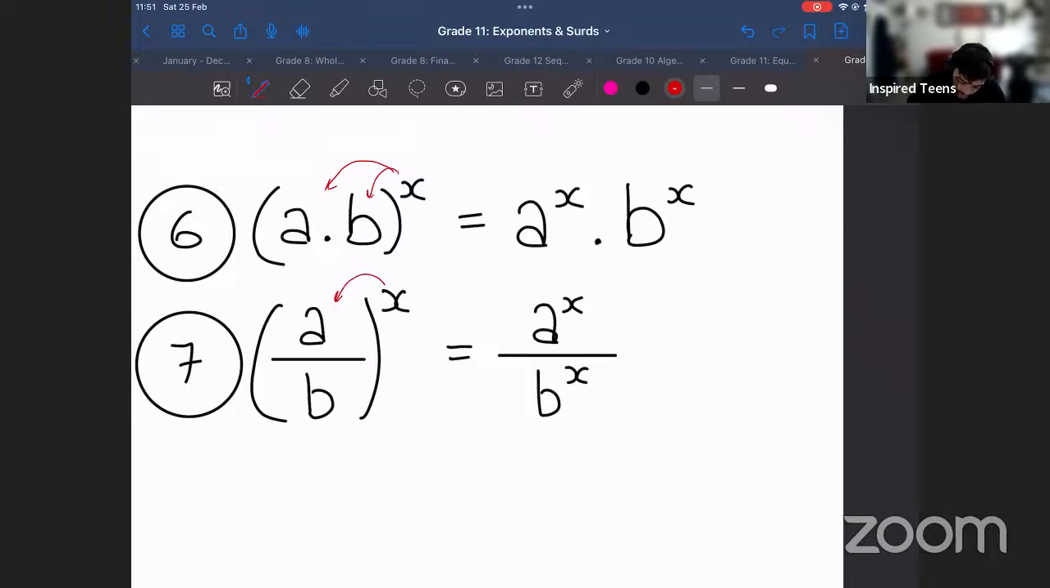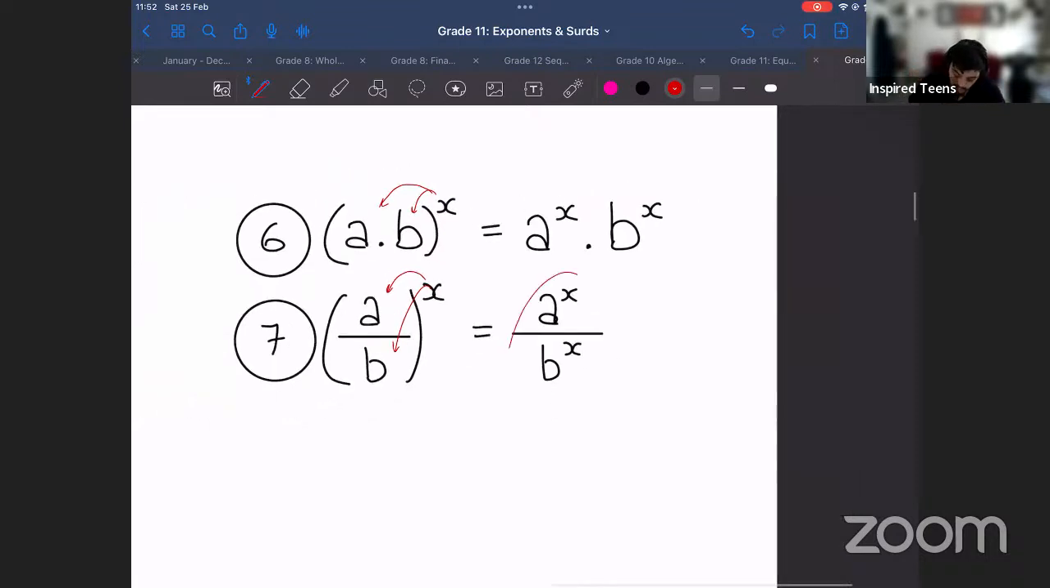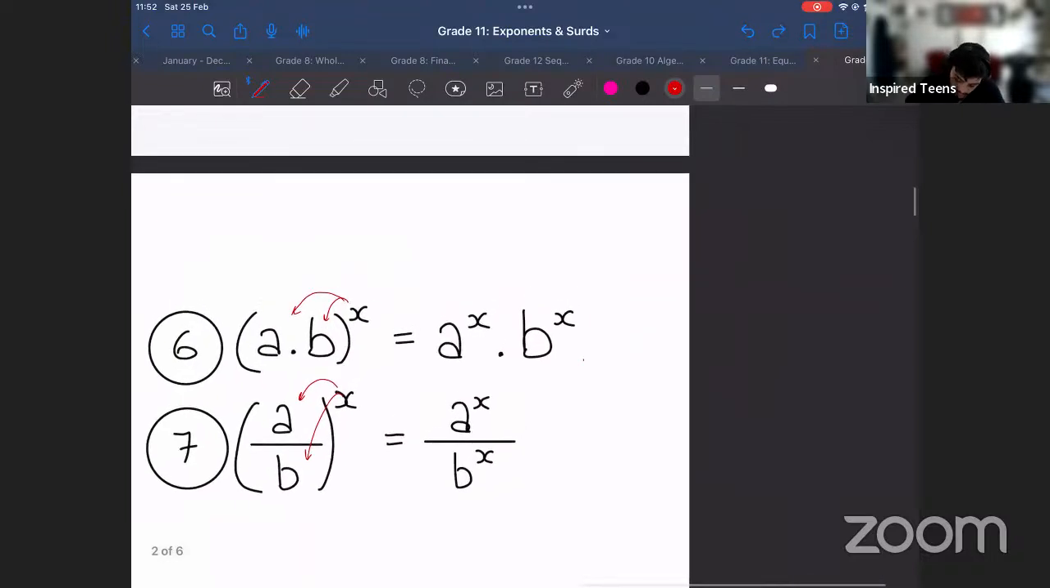Many people forget this. When you have a fraction with an exponent, say a fraction squared, you need to square the numerator and square the denominator. A fraction cubed, you cube the numerator and cube the denominator. A fraction with the power of 10, you take the numerator to the power of 10 and the denominator to the power of 10, and that's how it can be written here. As well as the reverse, of course.